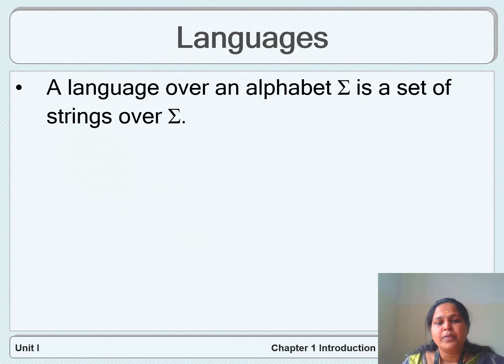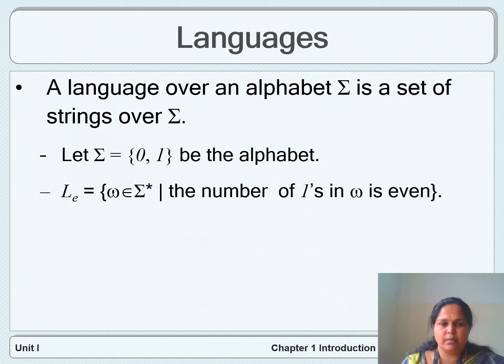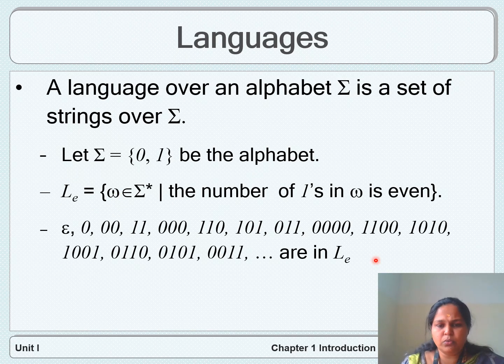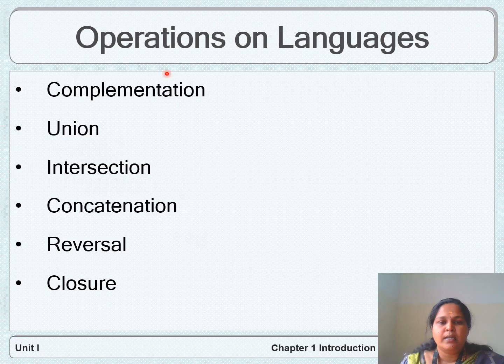Next, a language. A language over an alphabet sigma is a set of strings over sigma. Okay, sigma is equal to {0, 1} will be the alphabet. So a language is denoted by capital L, for example, where the number of ones in the input is even. This is called the input symbol. If the number of ones in omega is even, you will include epsilon because we have indicated the star, right? So this is how languages are defined.